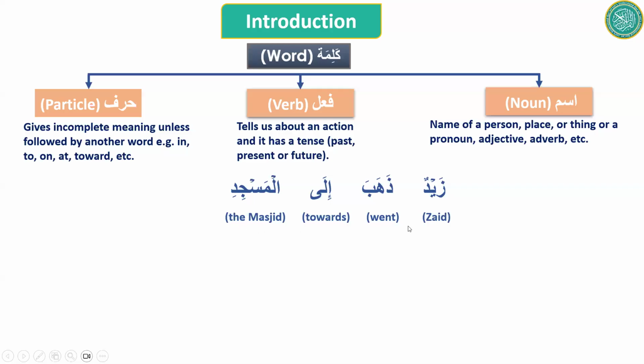Zaid is a person. Can you make it a sentence in English? That's the translation. Zaid went towards the masjid. Good. Now label it. What is Zaid?